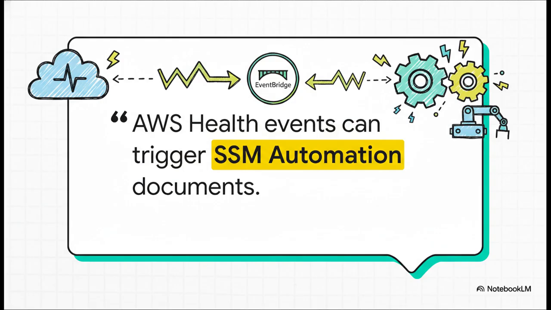The best way to think of EventBridge is like the central nervous system for your entire AWS account. It just sits there watching for events, and it can trigger all sorts of actions in response. And this means an event from AWS Health can automatically kick off an automation runbook in Systems Manager.